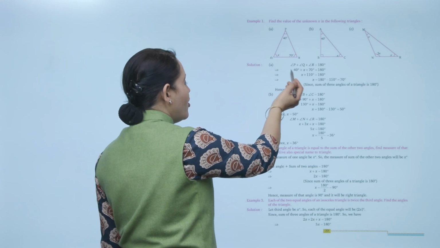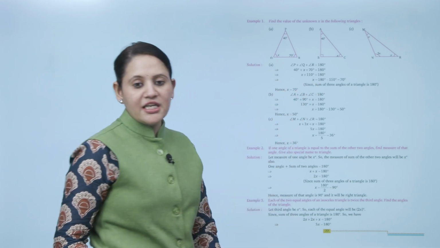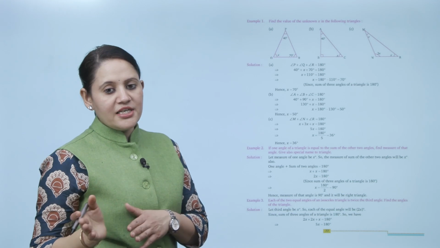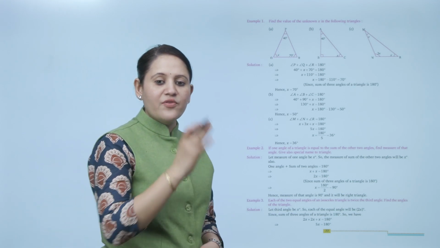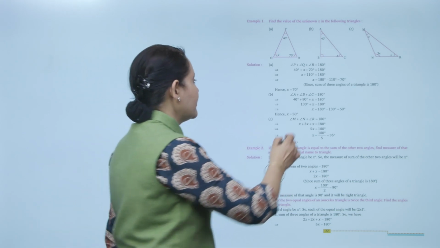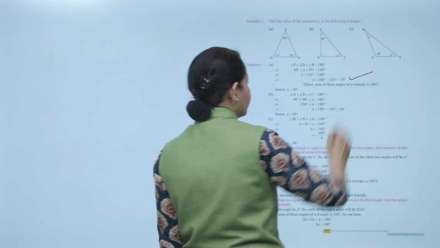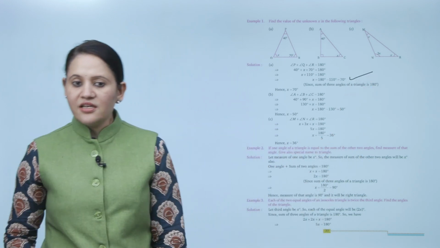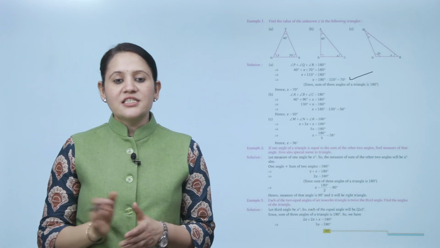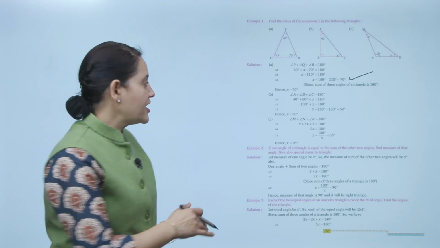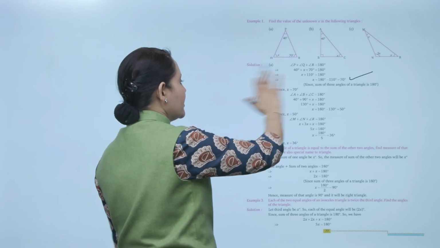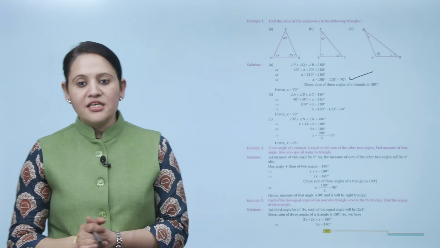So we put the value: 40 plus x plus 70 equals 180 degree. X plus 110 equals 180 degree. X equals what? 180 minus 110, 70 degree. Clear? So the third angle will be 70 degree. If we add all three angles, 70 plus 40 plus 70 equals 180 degree. Clear?